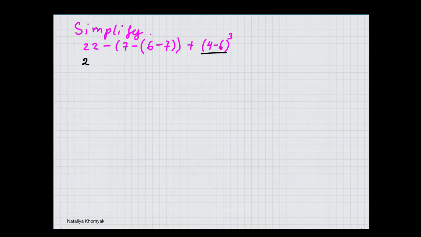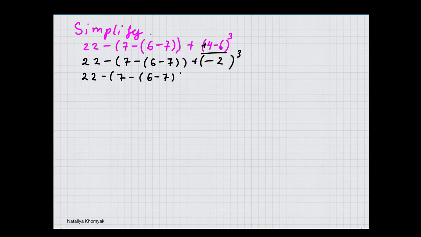So we have 22 minus parentheses 7 minus 6 minus 7 plus 4 is positive, 6 is negative, so we have more negatives. The difference between 4 and 6 is 2, negative 2 to the third power. 22 minus 7 minus 6 minus 7 plus negative 2 times negative 2 times negative 2, we get negative 8.